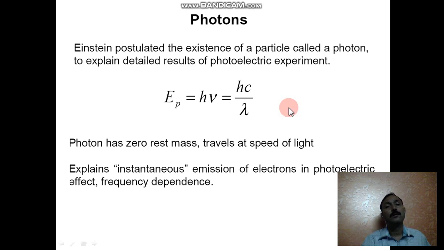Photons. Einstein postulated the existence of a particle called a photon to explain the detailed results of the photoelectric experiment. The energy of a photon is equal to h nu, which is equal to hc by lambda. A photon has zero rest mass. Always remember, zero rest mass. It travels at the speed of light. It explains the instantaneous emission of electrons in the photoelectric effect and the frequency dependence.